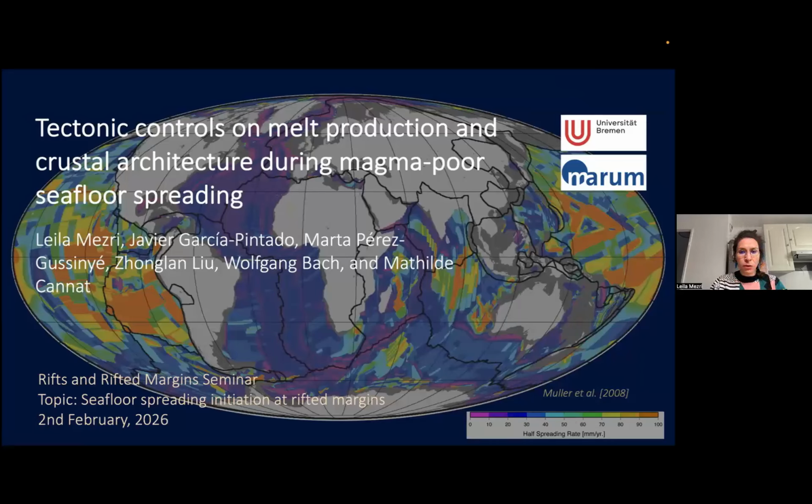What I will focus on particularly are ultra-slow spreading ridges, like the Southwest Indian Ridge, but we also observe them in the Gakkel Ridge here, and how magmatic, tectonic, faulting, and hydrothermal processes can interact together to shape crustal architecture and relate to melt production.